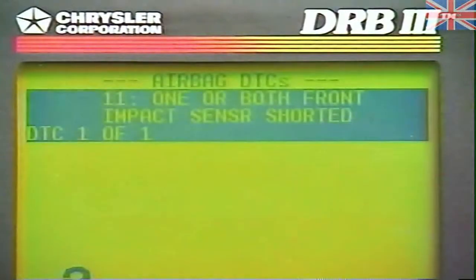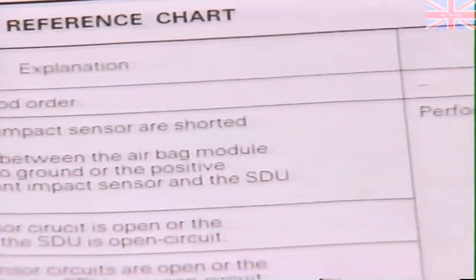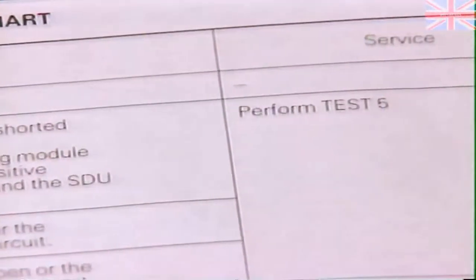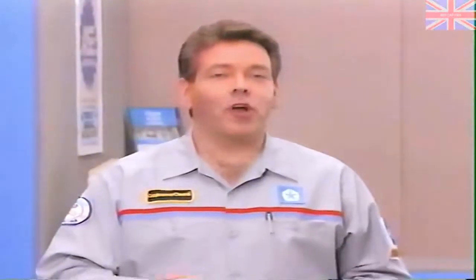If a diagnostic trouble code is displayed, you'll need to check the reference chart in the service manual for the appropriate diagnostic procedure. If the diagnostic code does not return at this time, it may be an intermittent condition, or the condition is no longer present. Right after a review question, we'll discuss airbag service precautions. Then we'll get into some diagnostics.